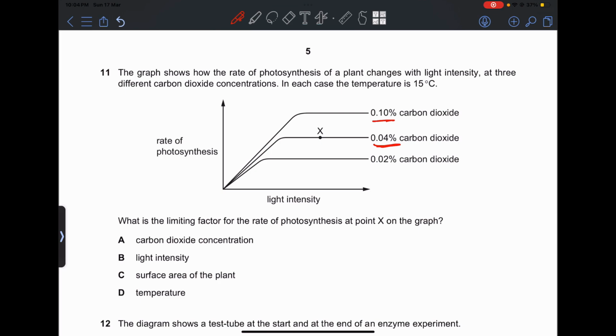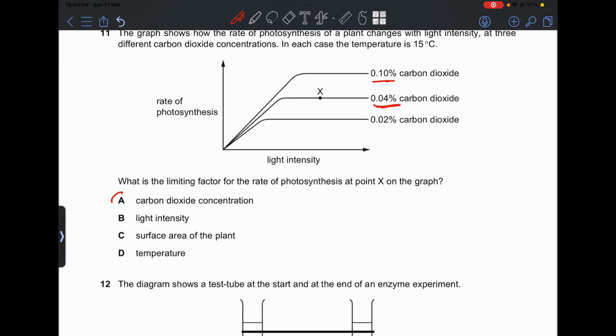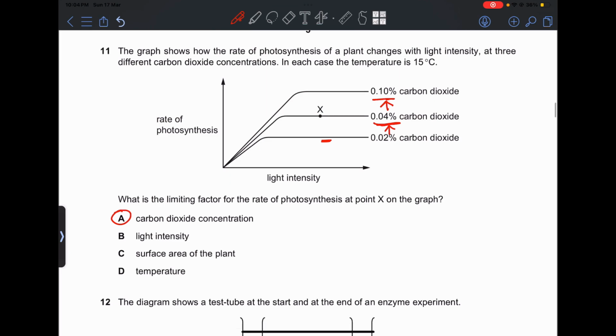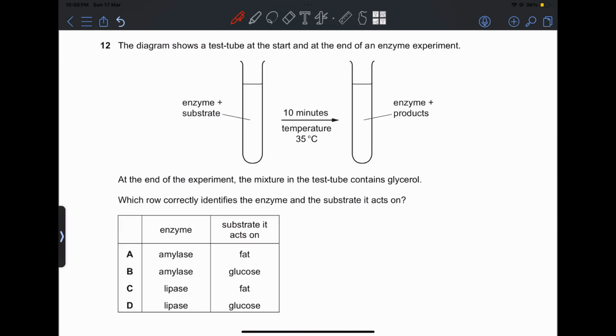So our answer is going to be A, which is the carbon dioxide concentration, because the light intensity, as we all can see, is at a good rate. Like, there is a high amount of light intensity. It's higher than this one, which is at the bottom, and the highest rate has higher carbon dioxide. So if you increase the carbon dioxide concentration, then you will get higher amounts of photosynthesis. So that is our answer.